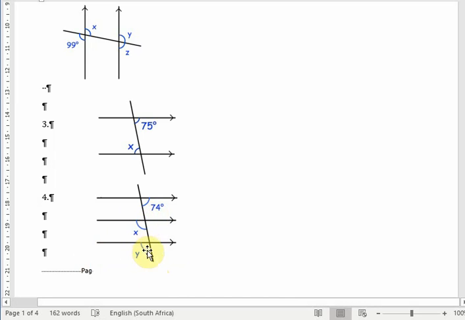Because x was 106, corresponding angles are equal, so y is also 106.